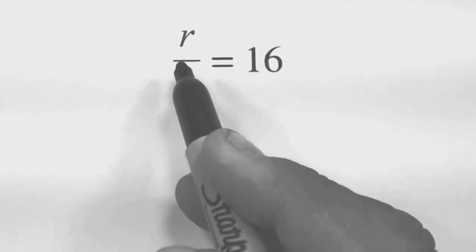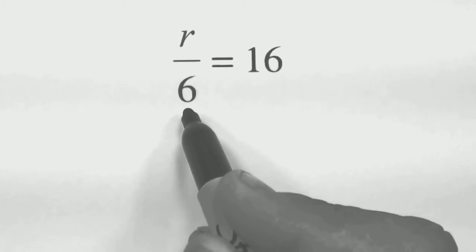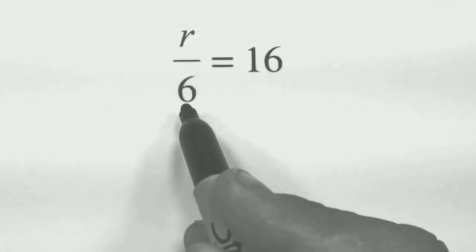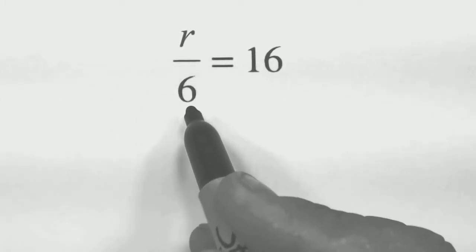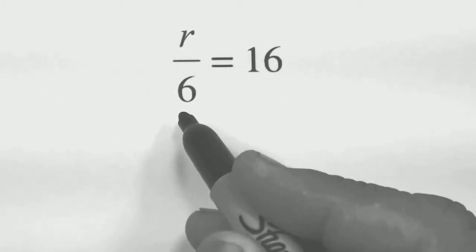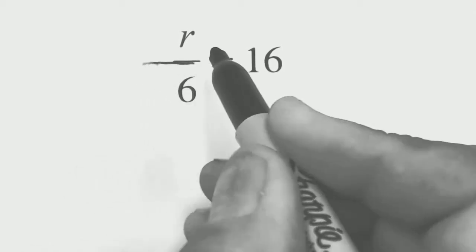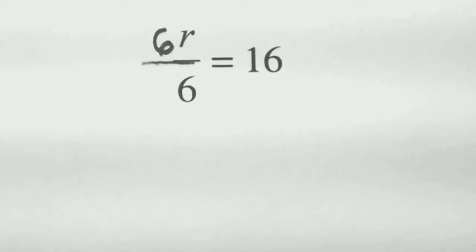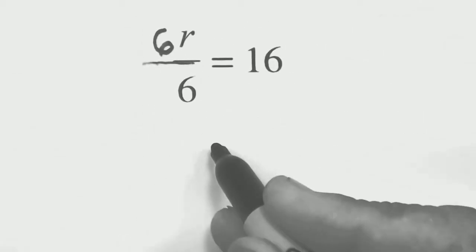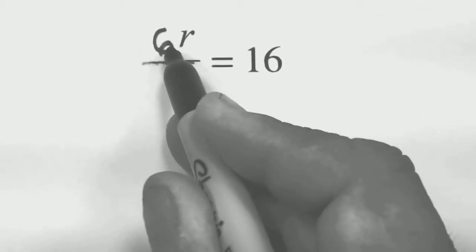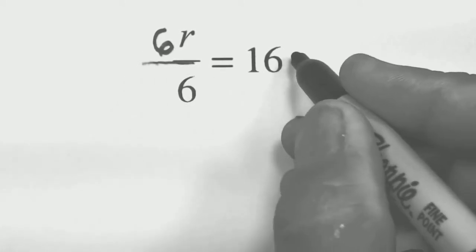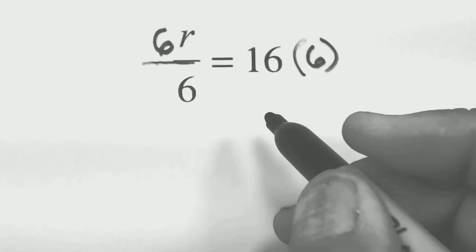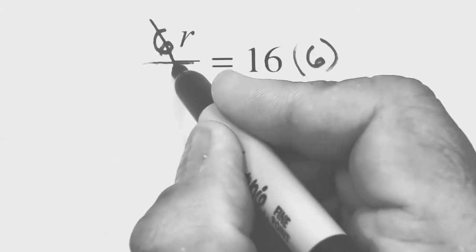Okay, well, r divided by 6, the one thing you can do here is the opposite of division, which is multiplication. We've seen that before. So if I turn around, I'll just extend this fraction bar and multiply the top by 6. Then, of course, the 6's are going to cancel out. Well, of course, if I multiply the left side here by 6, I've got to multiply the right side by 6 also. So the 6's cancel out on the left.